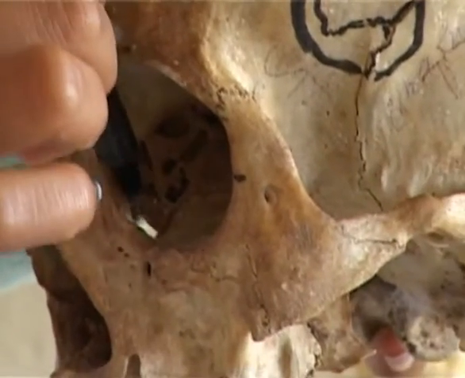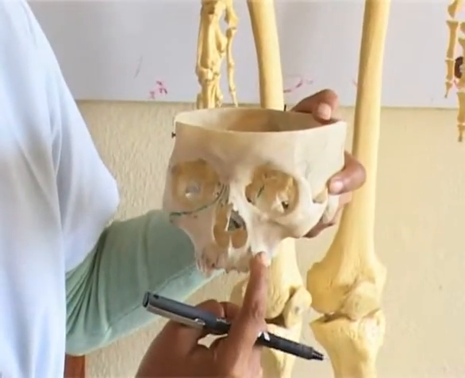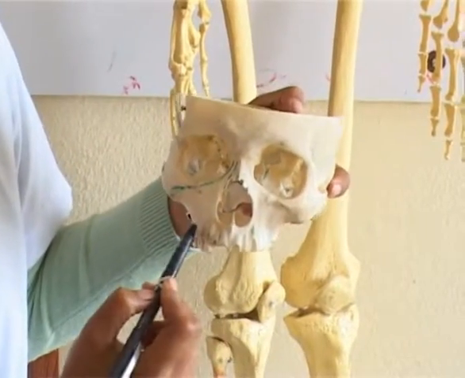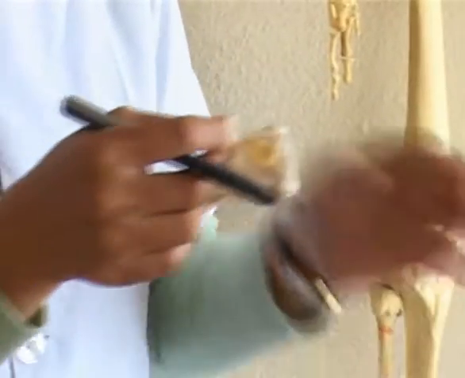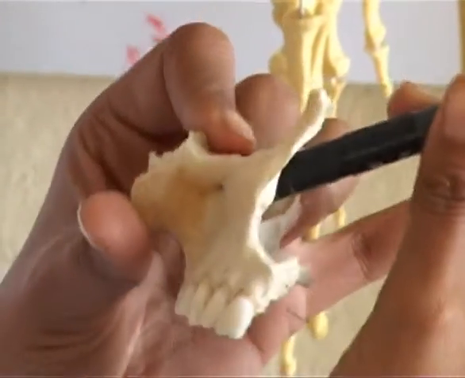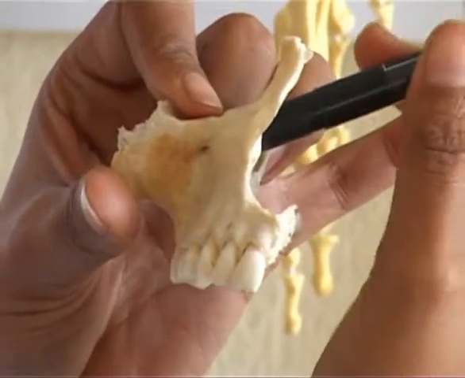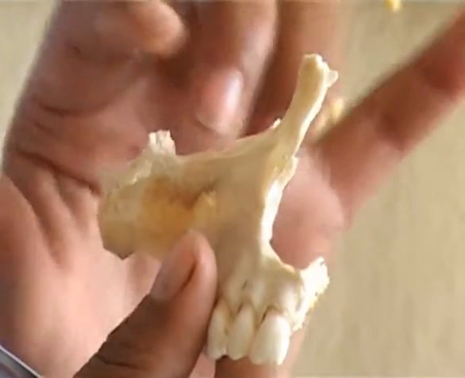The maxilla. Maxilla bone forms the bone of the face. It contains the biggest air sinus, which is known as the maxillary air sinus. Maxillary sinusitis is the commonest, as its opening is not at the bottom but towards the upper wall.